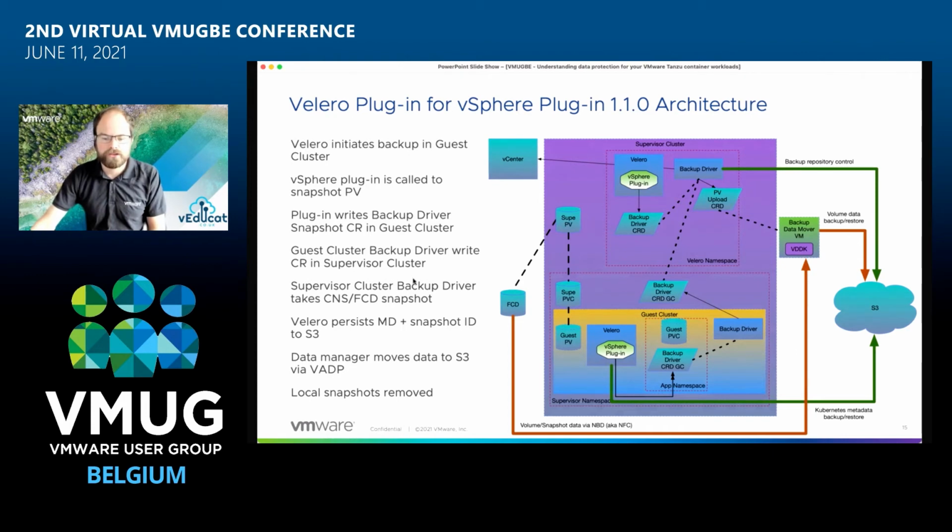So the supervisor cluster is going to handle taking that first class disk snapshot through the CNS. Velero then is going to do the same things that we expected before. So it's going to persist that metadata and snapshot ID to S3. The data manager is going to move all of the data to S3, and then the local snapshots are going to be removed. So we can see here, it's a lot more in depth than the previous screen because we have to deal with the architecture of vSphere with Tanzu.